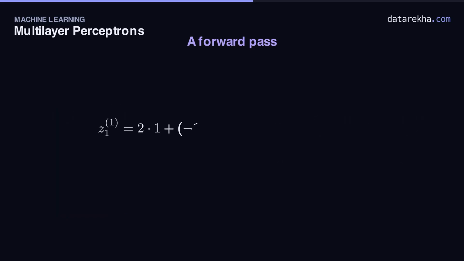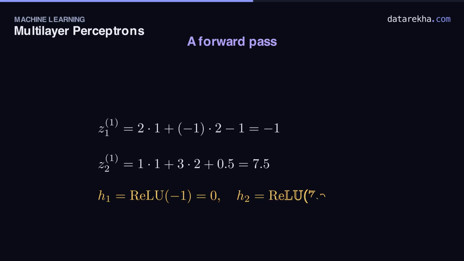Layer 1 first, the top hidden neuron. 2 times 1 minus 1 times 2 minus 1, that's 2 minus 2 minus 1, giving z equals -1. The bottom neuron, 1 plus 3 times 2 plus a half, 1 plus 6 plus 0.5, 7.5. Now the ReLU, -1 is negative.